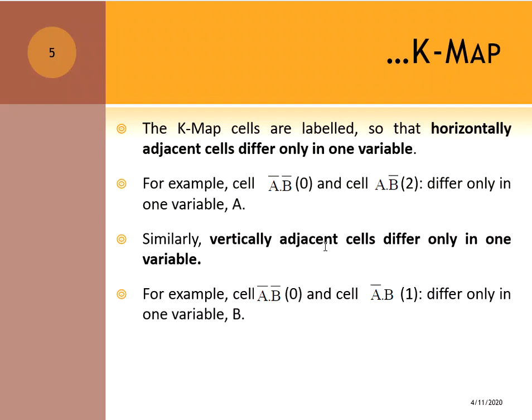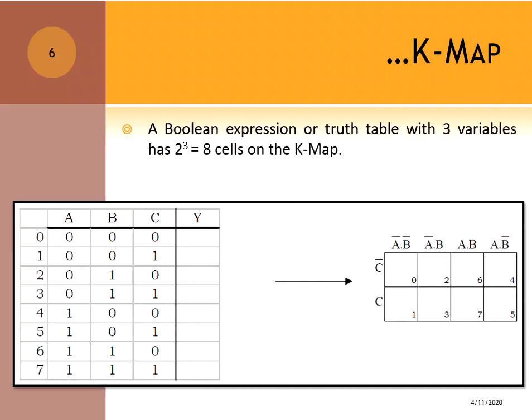Similarly, vertically adjacent cells differ only in one variable. This is what I mean just now. Okay, next. Let's try to see how to transform a 3-variable truth table into a K-map.